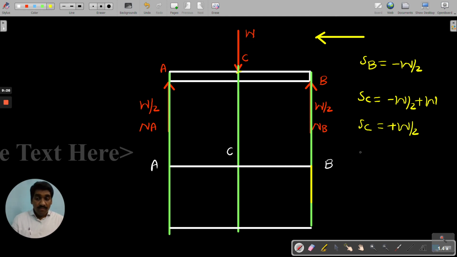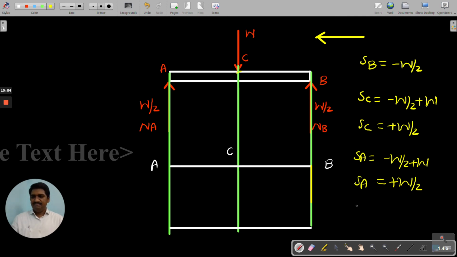Now, what about the shear force at the point A, all of you? Let us see. Minus W by 2 plus W. I am coming from B to A. At B, we have a load W by 2 upward, negative. W is acting downward, so it should be taken as positive, plus W. From point C to point A, there is no load at all. Therefore, this becomes plus W by 2 only, the shear force at the point A.